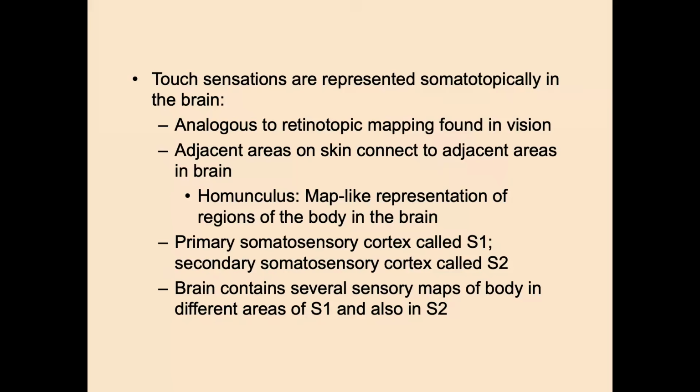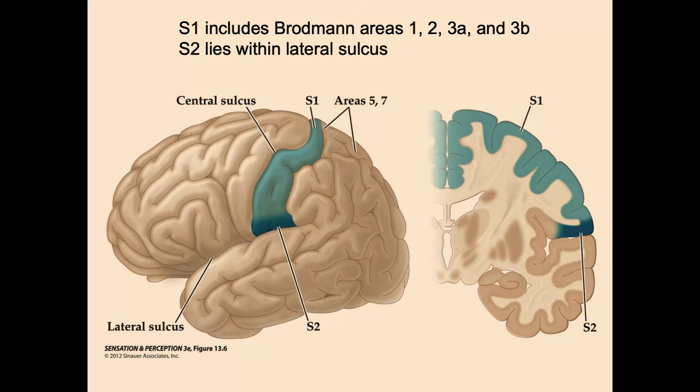And people will often refer to a homunculus. It's a map-like representation of regions of the body in the brain. Somatosensory cortex is typically divided into two regions, S1 and S2. S1 is primary somatosensory cortex, and gets direct projections from the thalamus, or most of them, whereas S2 doesn't, or to a lesser extent. Okay. So if you're interested in old school neuroanatomy, S1 includes Brodmann areas 1, 2, 3A, and 3B. S2 is within the lateral sulcus.